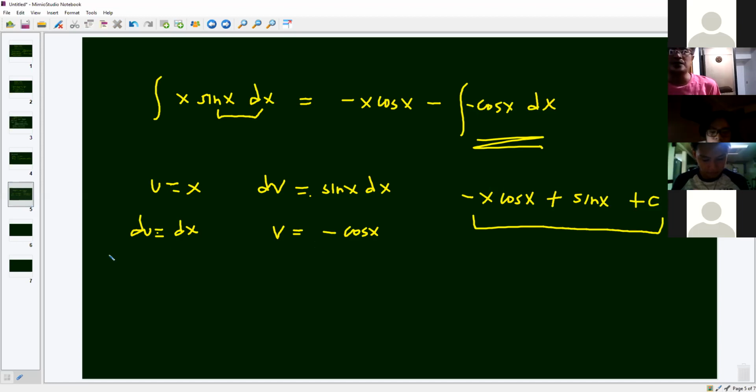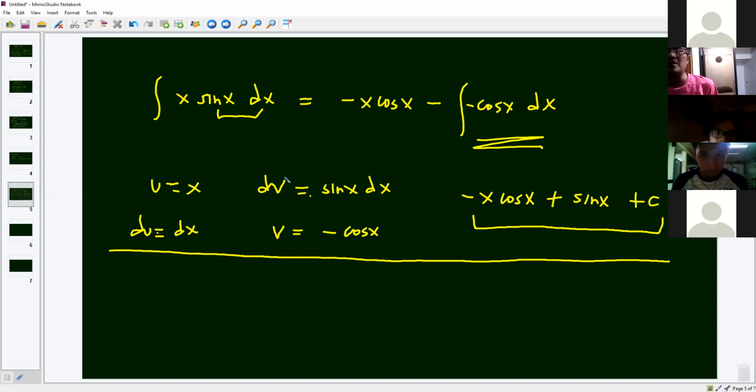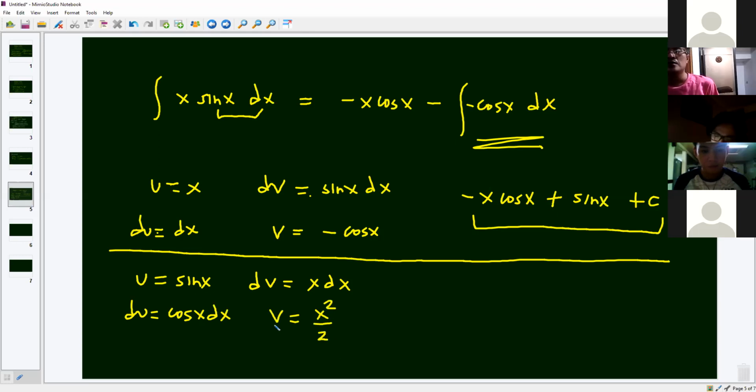Now, let me just show you, para lang makita nyo, what if kung pinili ko na u is sin x? And ang dv automatic must be x dx, right? So du must be, of course, derivative of sine, cos x dx. And then v is the integral of x dx, which is x squared over 2, right? So mangyayari, the given integral will become uv, that's x squared over 2 sin x, minus integral v du, which is x squared over 2 cos x dx.